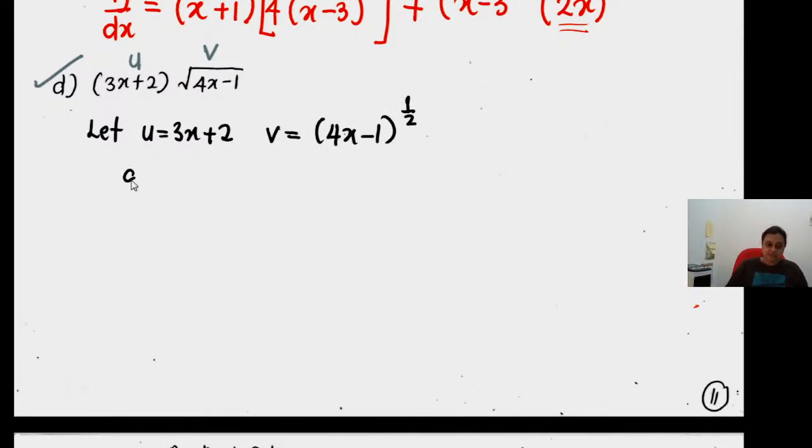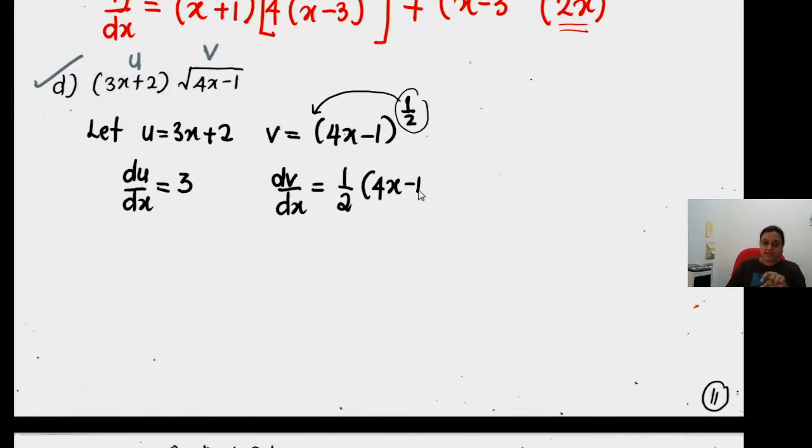Okay, we differentiate. So du/dx, we differentiate, we get 3. Here you differentiate dv/dx, so we have to use the chain rule, or you use the shortcut of the chain rule method. Bring the 1 over 2 to the front. Here will be 4x minus 1 to the power of 1 over 2 minus 1, negative 1 over 2. Differentiate what is inside the bracket, you get 4. Take the front number times the back number. So I'm going to take 1 over 2 times 4, you get 2.